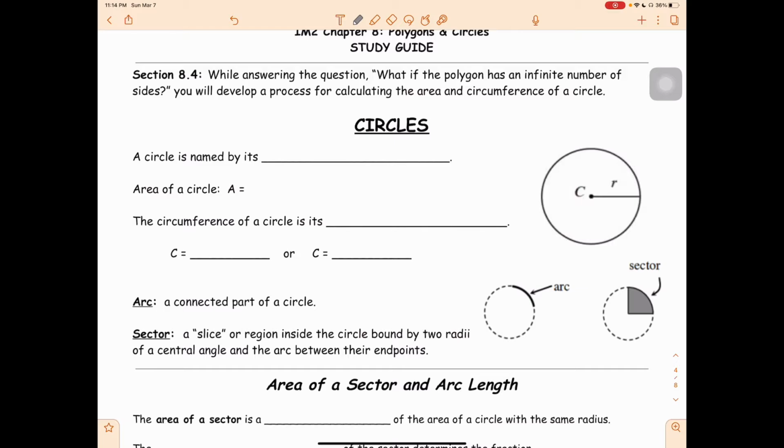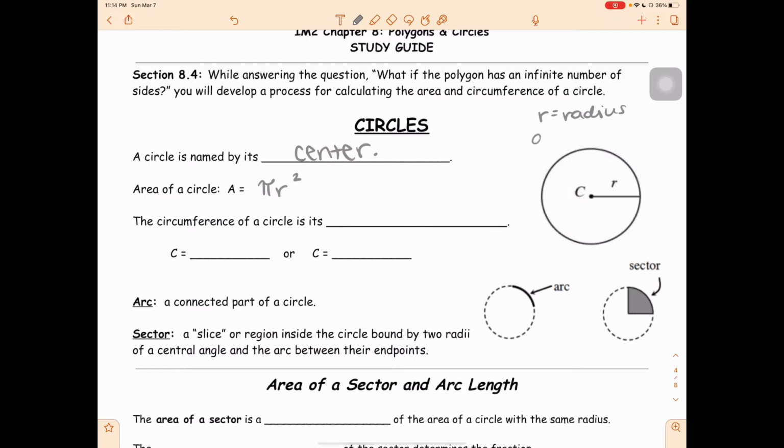Okay? So a circle is always named by its center. So over here we have circle C. So it's always named by its center. The area of a circle can be found by the formula pi r squared. So r, you need to know, is the radius. Okay, so r is always the radius.